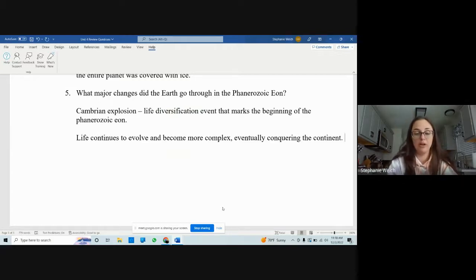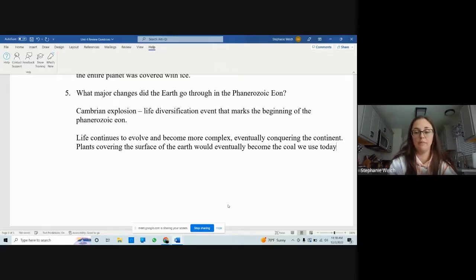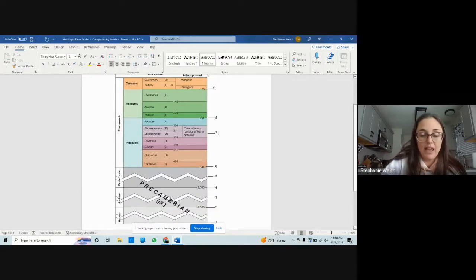So during this period, plants covering the surface of the earth would eventually become the coal we use today. So, you know, it's hard to cover geologic time and have these individual dates and events when you know the story's way more complex than this.